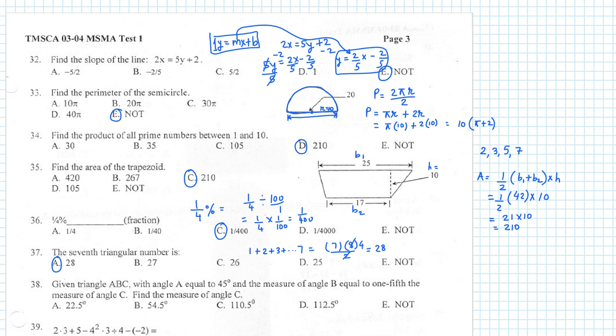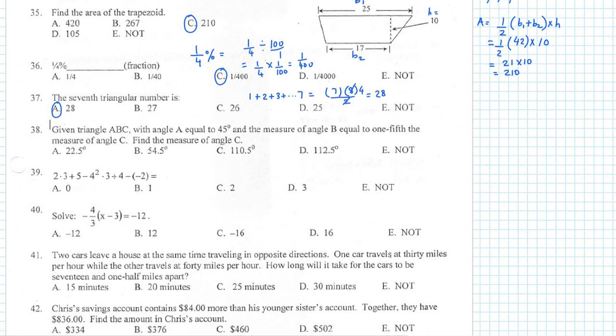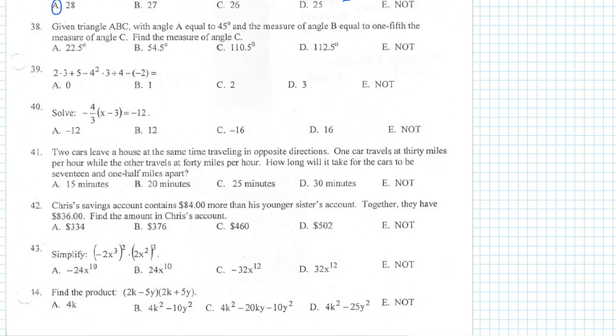Question 38. Given triangle ABC, with angle A equal to 45 degrees and the measure of angle B equal to 1/5 of the measure of angle C. So let's draw this triangle.